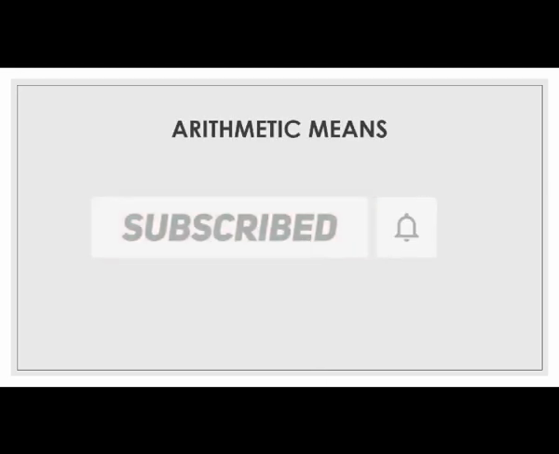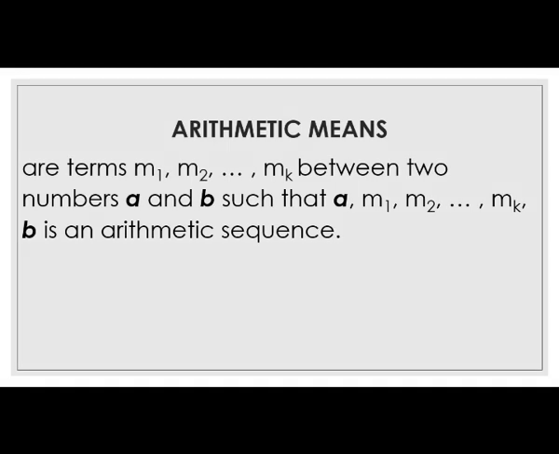So first, let us define what is an arithmetic mean or arithmetic means. Arithmetic means are terms m sub 1, m sub 2, up to m sub k between two numbers a and b such that a, m sub 1, m sub 2, and so on up to m sub k, b is an arithmetic sequence. In simpler terms, arithmetic means are terms in between two non-consecutive terms of an arithmetic sequence. Now, let's see an example para mas masabtan ni nato siya, no?